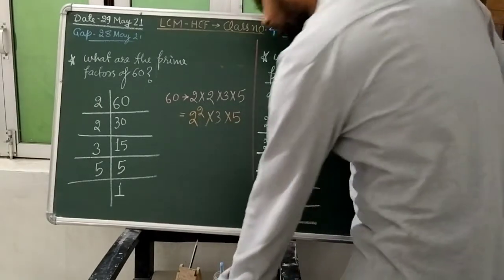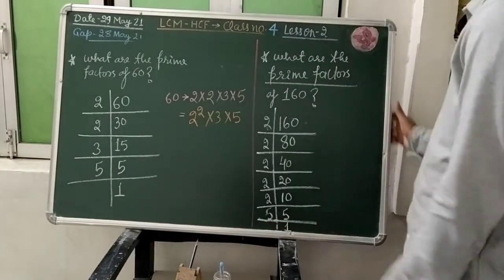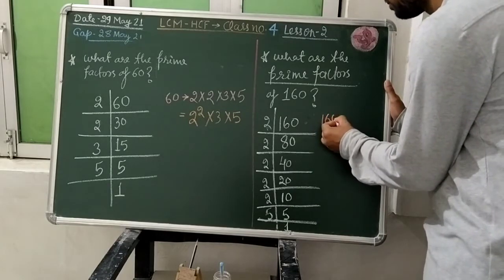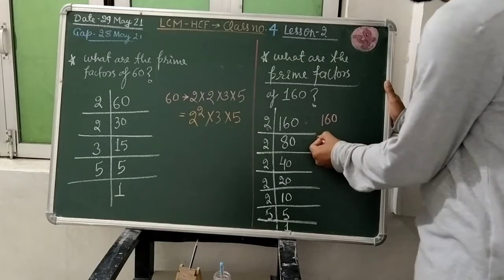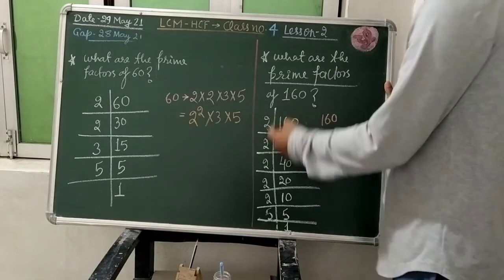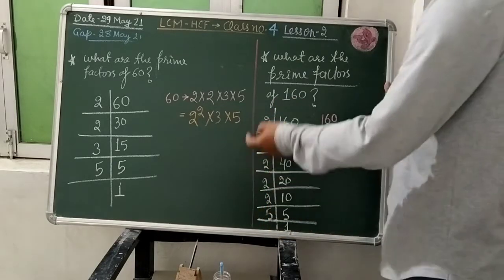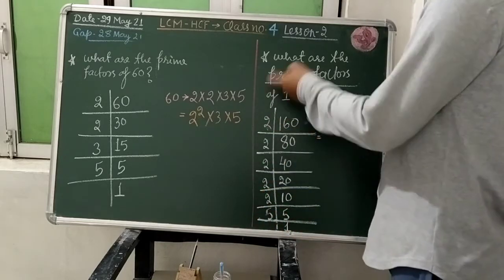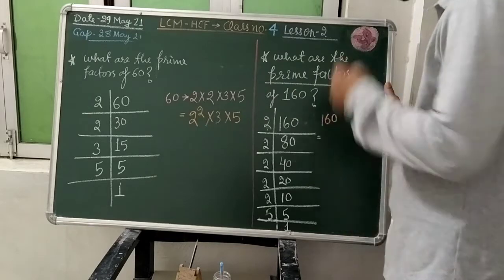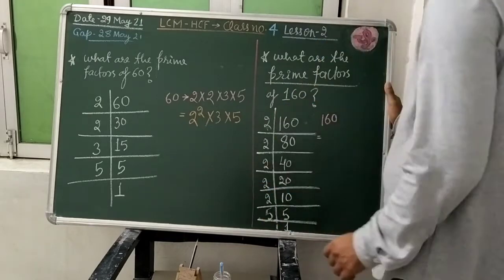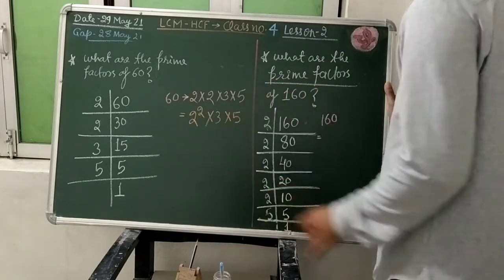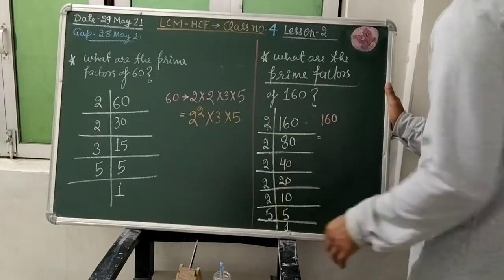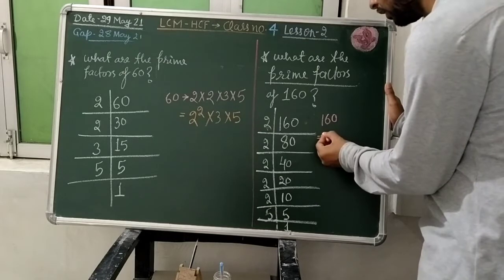So, students, how can we write 160? Whatever numbers we select by performing this task to get the prime factors of a number, those numbers we had selected, we will write by the multiply operator only.